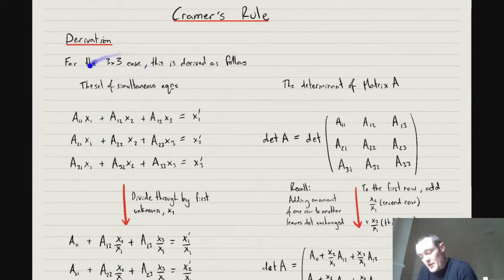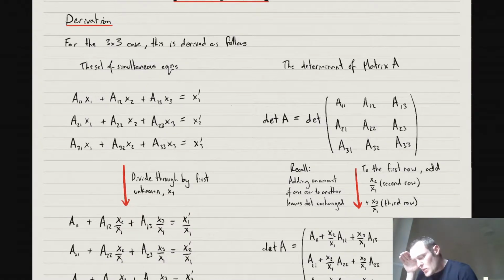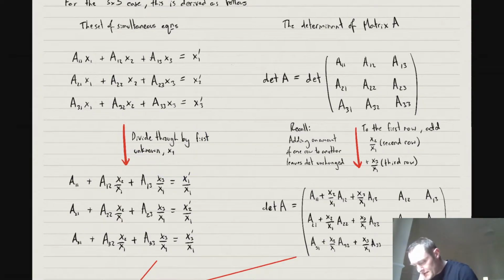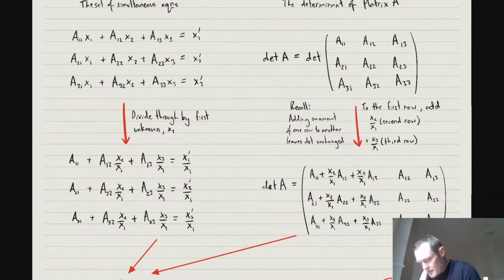So for the 3 by 3 case, it's going to look as follows, but it generalizes up no problem. So we consider both the set of simultaneous equations and the determinant for the matrix A. Now, if we take the set of simultaneous equations and divide through by the first unknown, x1, we'll end up with these expressions here.